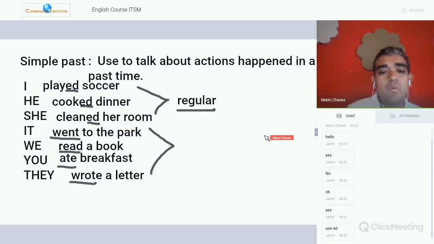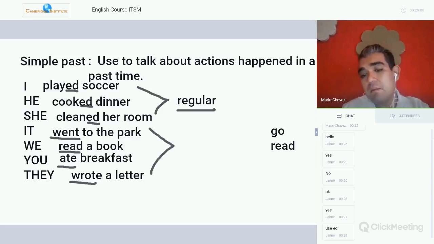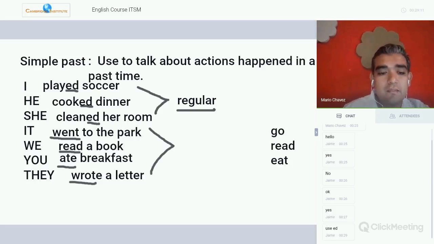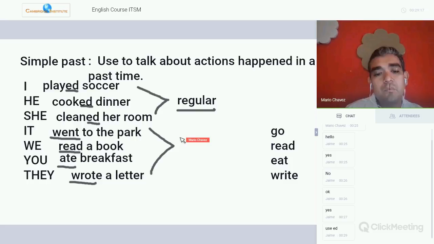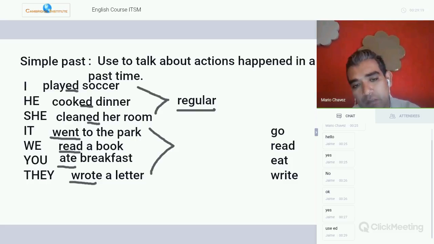Estos verbos también están en pasado. For example, went es el pasado del verbo go. Read es de read. Se escribe igual, pero se pronuncia diferente. In present, we say read. In past, we say read. Ate is the past of eat. And wrote is the past of write. Now, how do we call these verbs? ¿Cómo llamamos estos verbos que no son regulares? How do we call them?